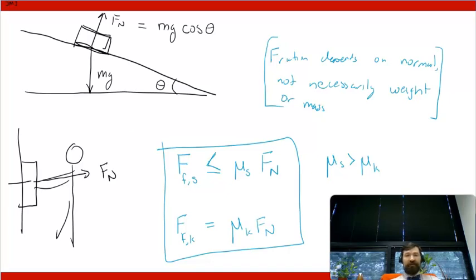Now, these coefficients of friction must be either determined or, more usually in a problem's case, either given to you or looked up in a table of values. So they have different values depending upon the two materials, the object and the surface it's on.